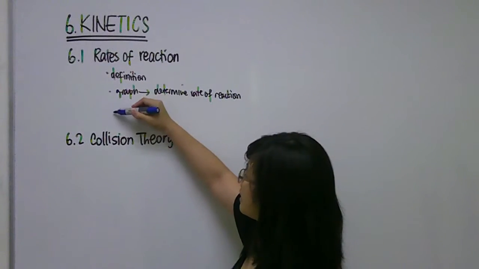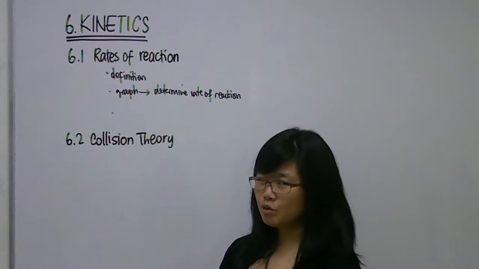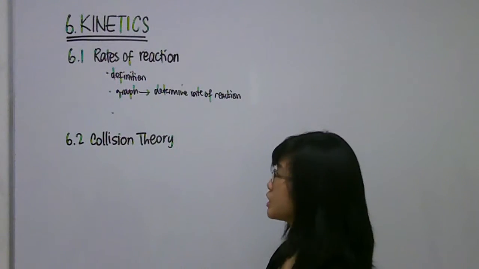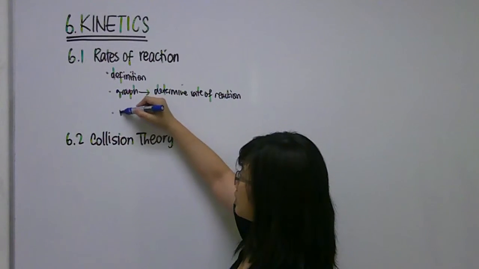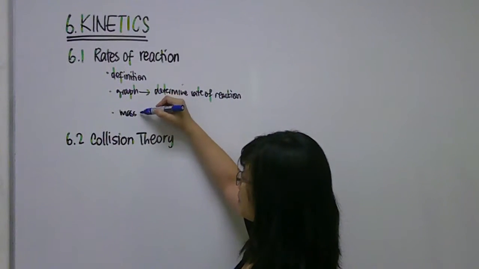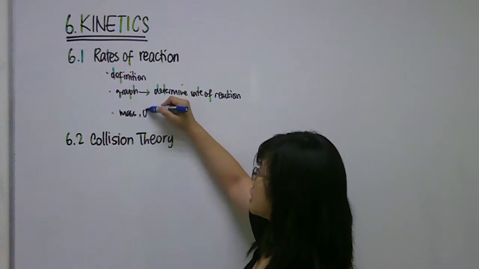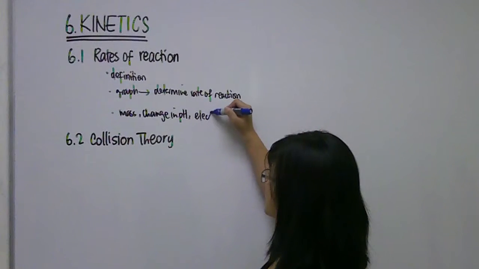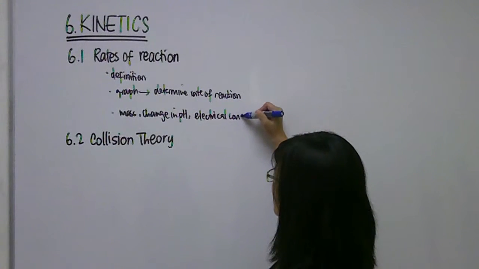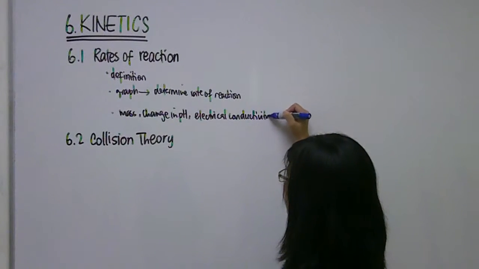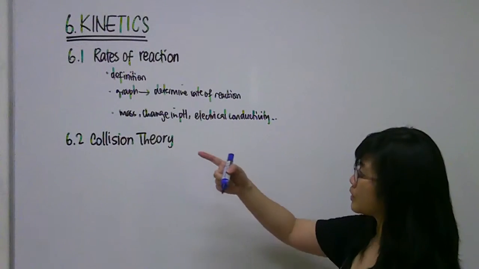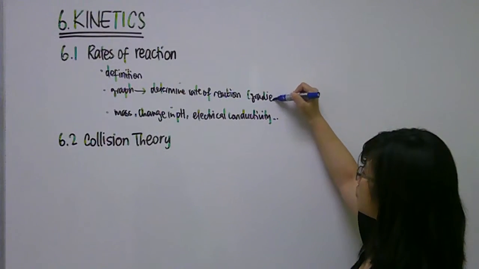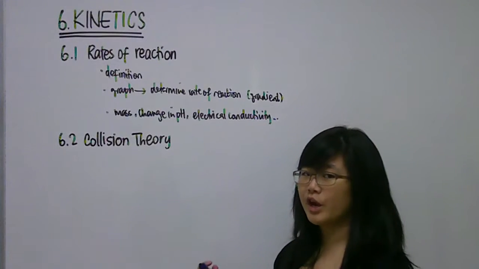Okay, and what properties can you measure other than concentration so that you can know the rate of a certain reaction? So, for example, you can measure the loss in mass, change in pH, electrical conductivity, and so on. Okay? So from the graph, you have to teach them that you will need to use the gradient of the graph to determine the rate of reaction.